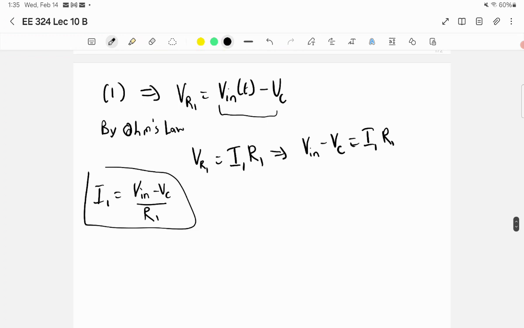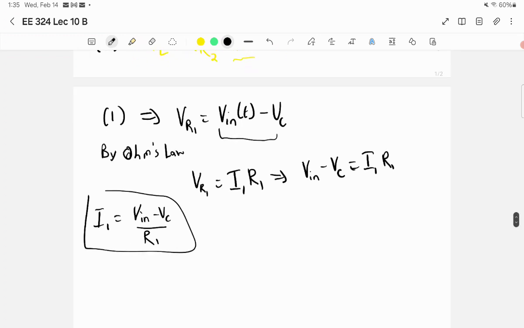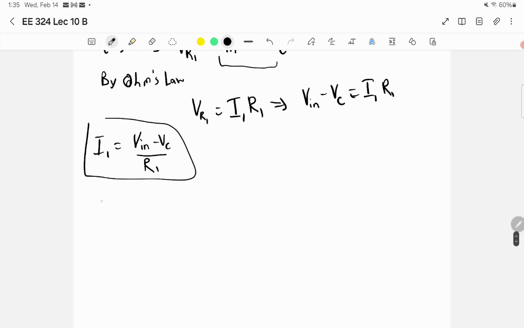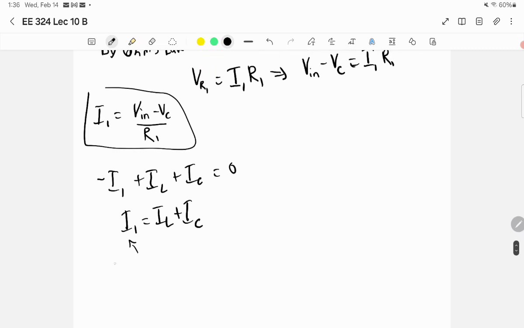Taking that into account, if you remember earlier, I had minus I1 plus IL plus IC equal to 0, which means I1 is equal to IL plus IC. If I substitute that in, this is going to be Vn minus Vc over R1.